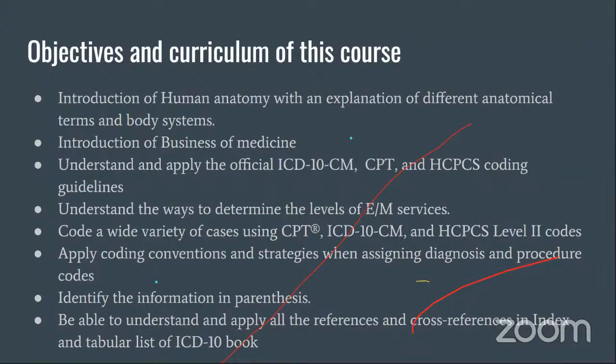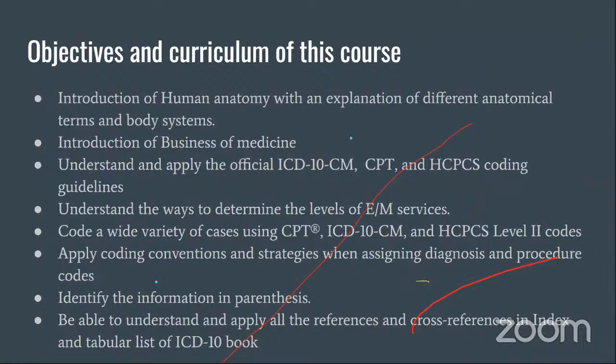The topics that are typically covered during this course are introduction of human anatomy, which is an explanation of different anatomical terms and body systems. Business of medicine is a topic that needs to be covered. Of course, understand and apply the official basic guidelines of ICD-10-CM, CPT, HCPCS. Then understand the ways to determine the levels of E/M. E/M is a very important kind of coding, and you'll need to understand the levels, and code a wide variety of cases using CPT, ICD, and HCPCS.